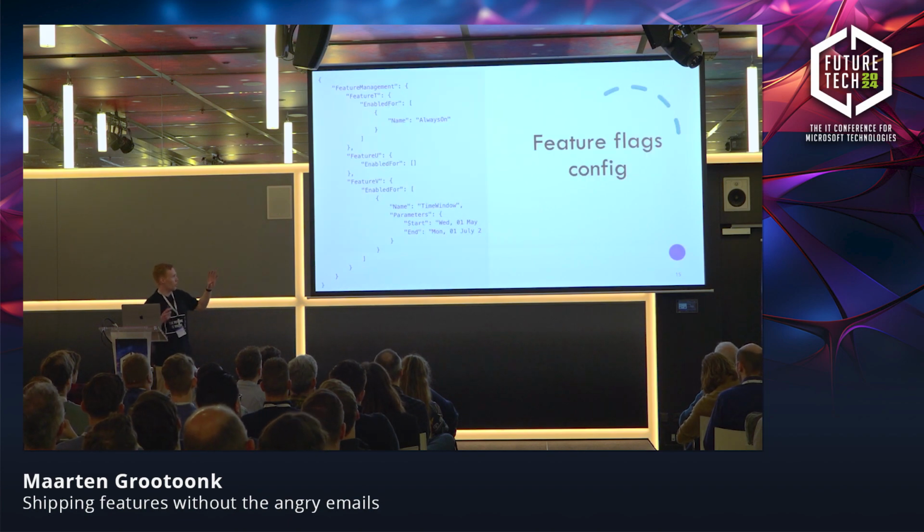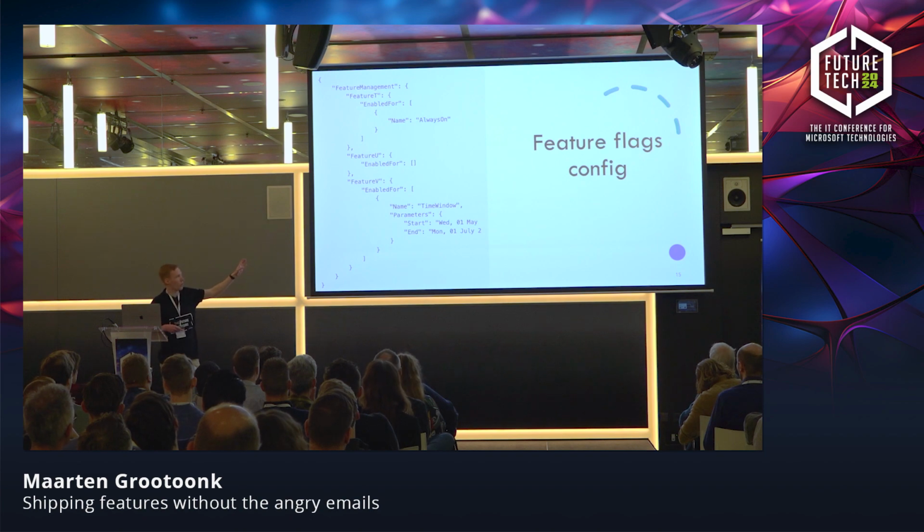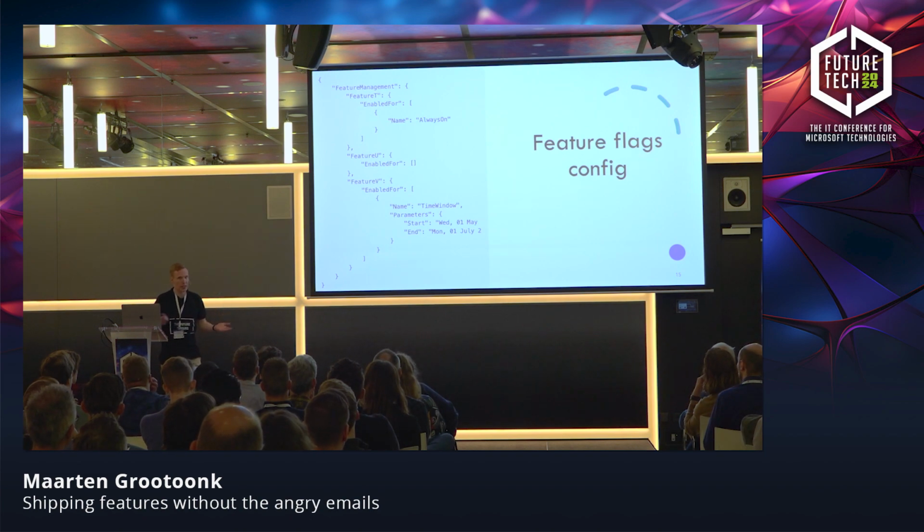And the only thing the source has to provide is a JSON structure. You can see here it's quite a simple structure. It has the features and when it's enabled. And this can be supplied by your custom feature flag source or Azure App Configuration.